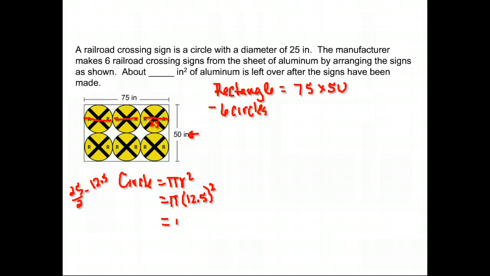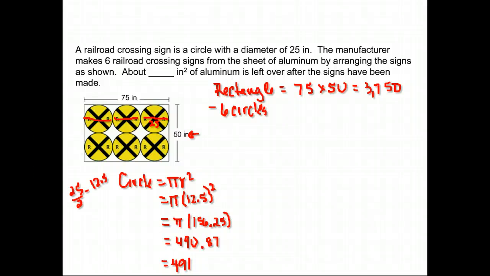I'm going to calculate these, so I take 12.5 times 12.5, gives me 156.25, and I'm going to take that times pi. Okay, so one circle has an area of about 490.87. And since they're doing inches, I'm just going to go ahead and round that to 491. Okay. The rectangle was 75 by 50, and for the area of a rectangle, we just take length times width. So that gives us 3,750.